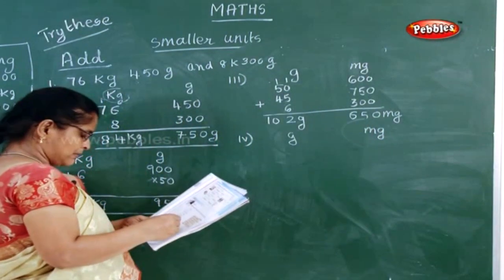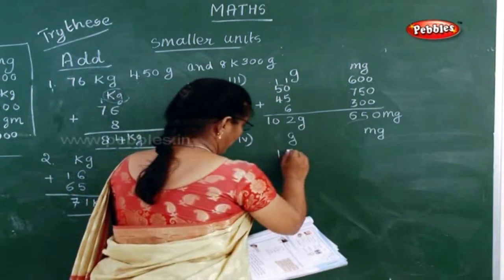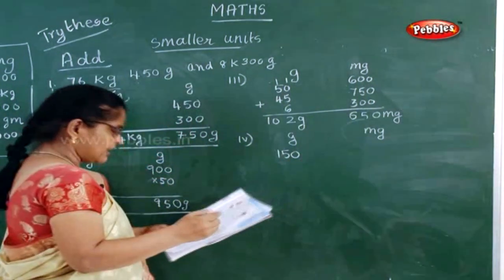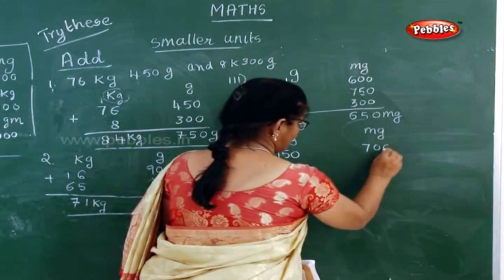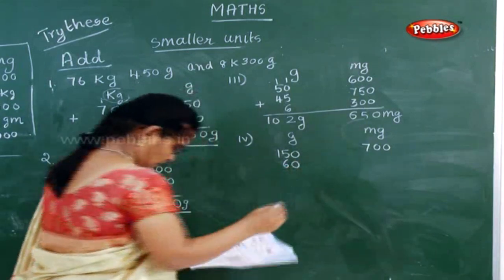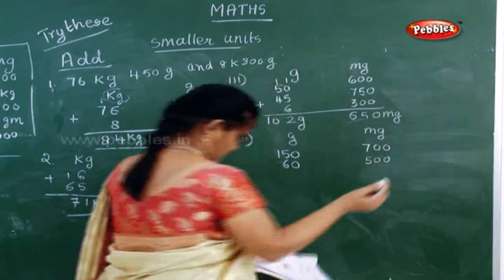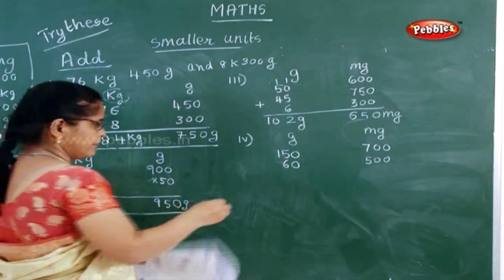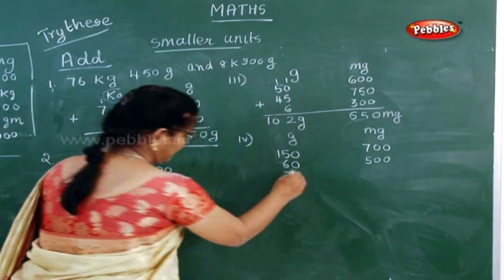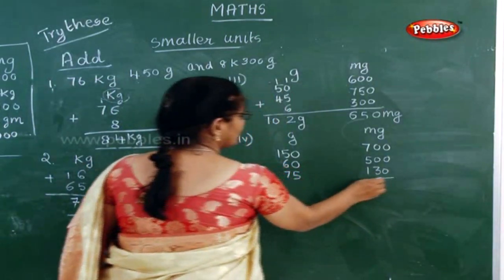Now, what is the fourth sum they have given? 150 gram, am I right? 150 gram. How many milligrams? It is 700 mg. Now, what is the second one they have given? 60 gram plus, how many mg is it? 500 mg. Now, what is the next one? 75 gram. What is the mg? 130 mg. Now, what you have to do?